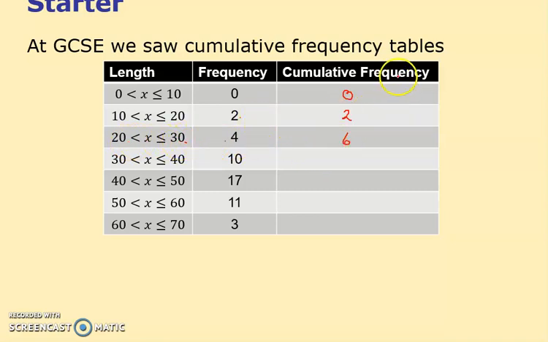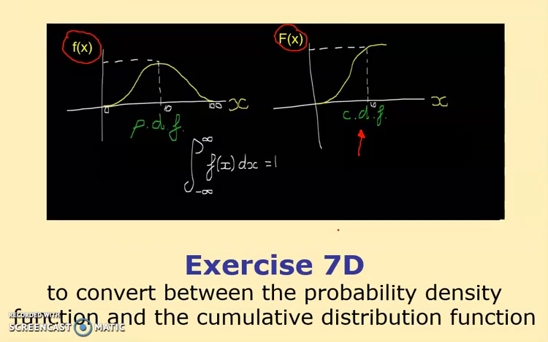And this, well, you might have been told this is like a running total or running score or something. So now I've got 10 more, so this is 16. I've got 17 more, so that sounds like 33. 11 more, so that's 44. And looks like I had 47 vegetables in total. So this is what we meant by cumulative frequency tables at GCSE. And I suppose the idea here is the same idea, that what we're trying to do is add up the probabilities as we go along.